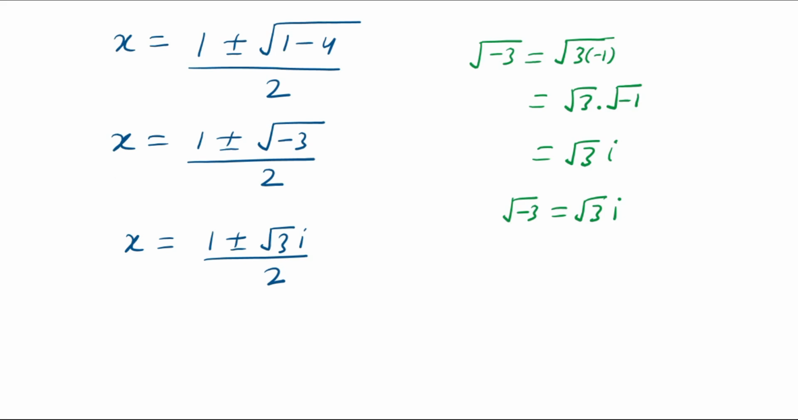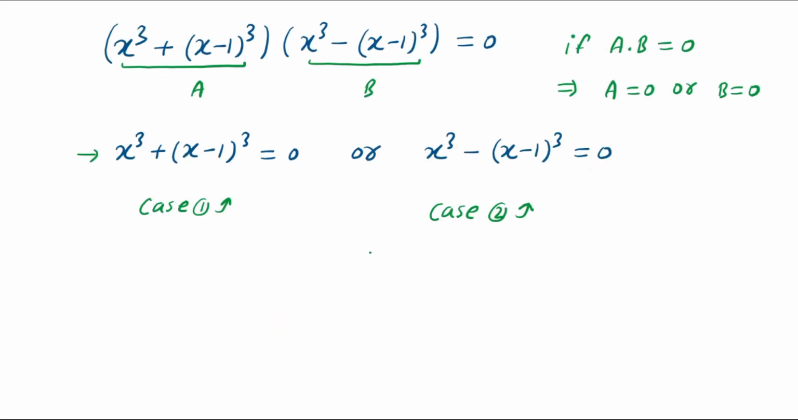Now here our second solution x2 is equal to (1 plus square root of 3 times iota) over 2, and third solution x3 is equal to (1 minus square root of 3 times iota) over 2. Now solve case second. Case second is (x cube minus x minus 1) whole cube is equal to 0.